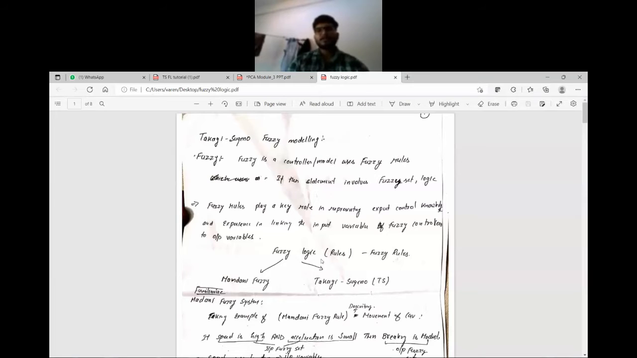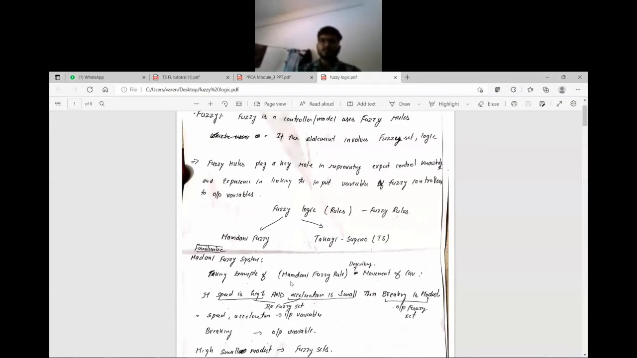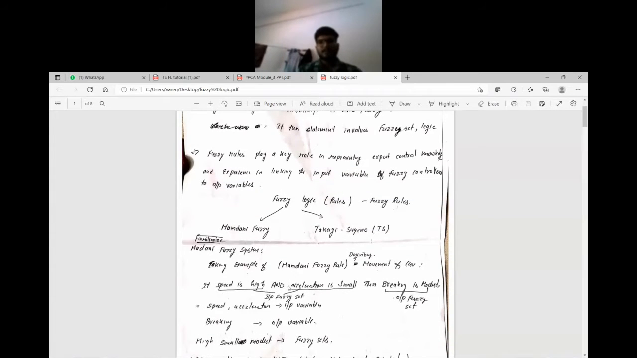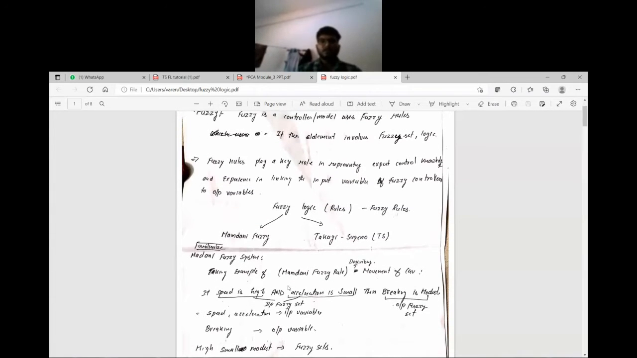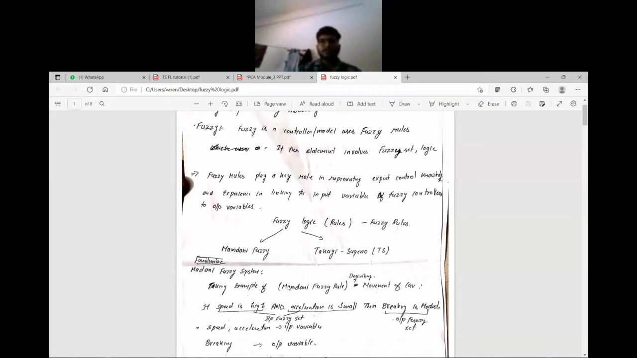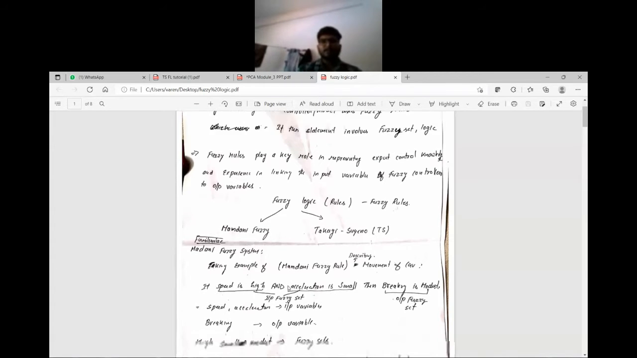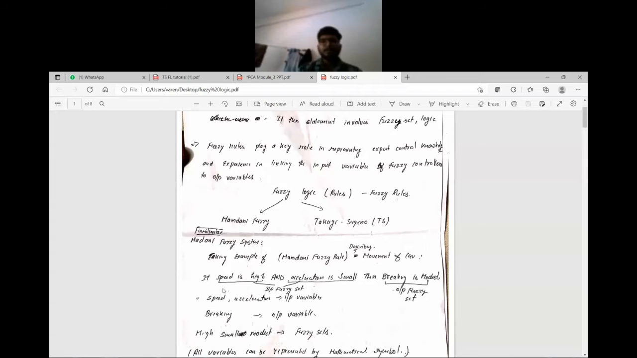Majorly, fuzzy rules play a key role in expert control knowledge, and they give experience of linking the input variable of the fuzzy controller to the output variable of the fuzzy controller. Normally, fuzzy rules are of two types: Mamdani fuzzy rules and Takagi Sugeno fuzzy rules. It is also known as TS fuzzy rules. Let's first familiarize ourselves with the Mamdani fuzzy rules.